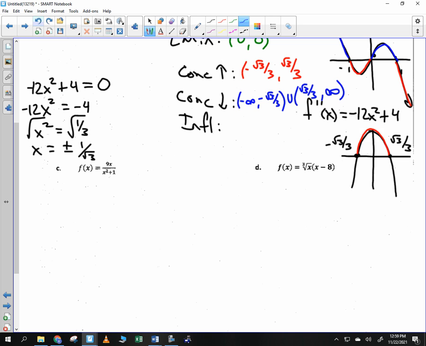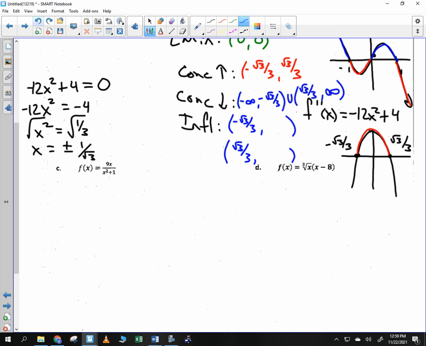Inflection happens when the second derivative changes sign. Does the second derivative ever change sign? Change from negative to positive. I change from positive to negative. So we're going to have 2 points of inflection. One would be negative root of 3 over 3. The other one would be root of 3 over 3.